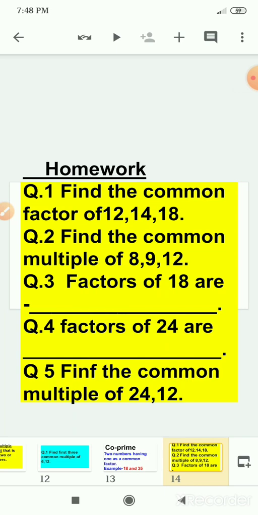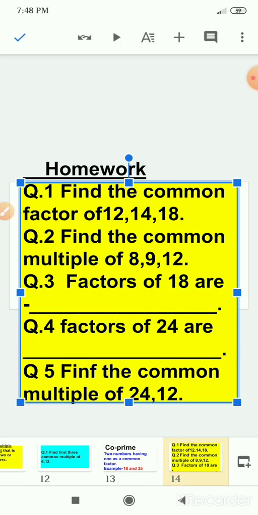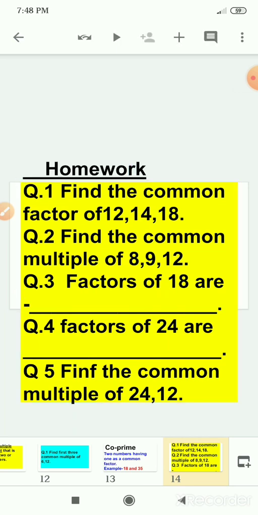Complete this homework. Find the common factor of 12, 14, 18. Find the common multiple of 8, 9 and 12. Write the factors for 18. Write the factors for 24. Find the common multiple of 24 and 12. Okay, so this is the homework. Whatever we have discussed today, go through it. The rest we will do in our next class. I will explain the rest of the things next time.